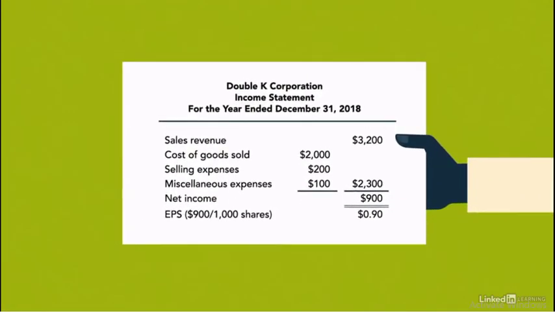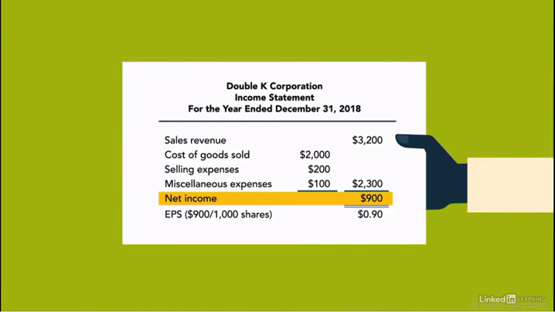From the data in the trial balance, an income statement can be prepared. The income statement shows our revenues less our expenses. In this case, Double K had revenues of $3,200 and total expenses of $2,300, giving us a reported net income of $900. Well, as you can see, an income statement in and of itself is not hard to prepare.